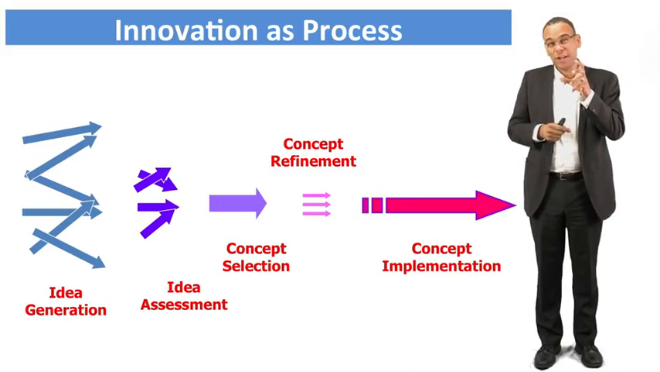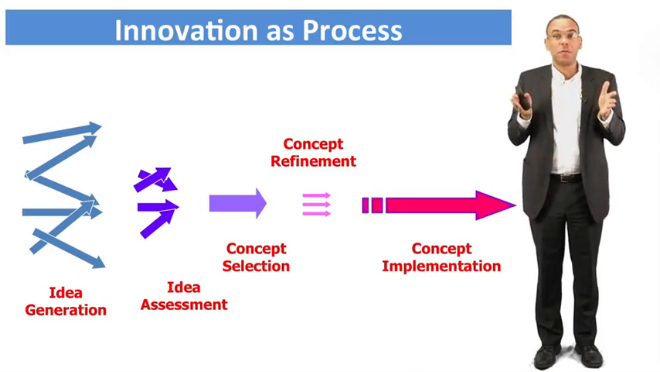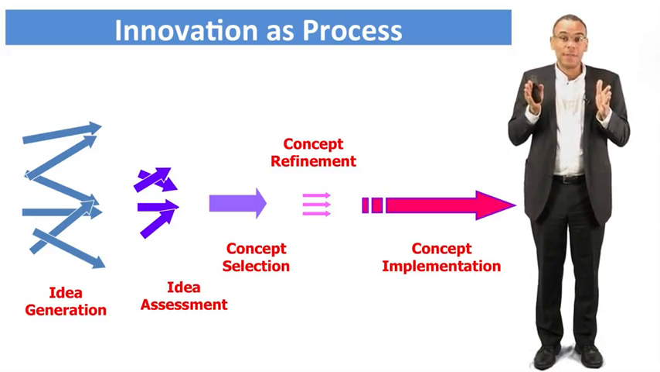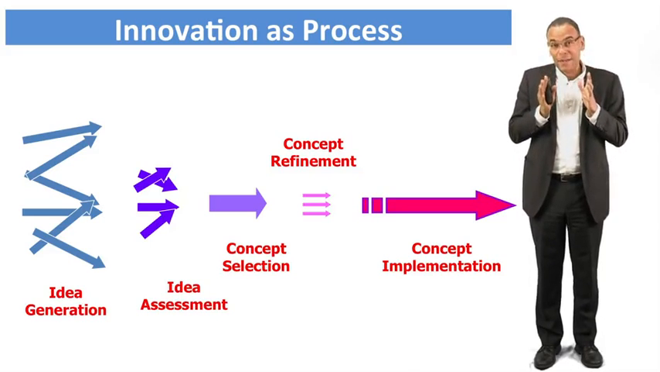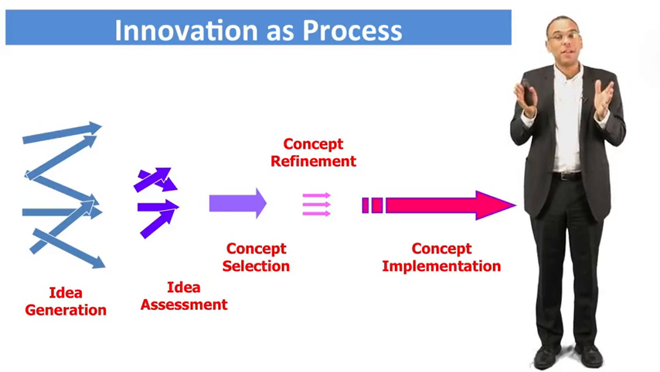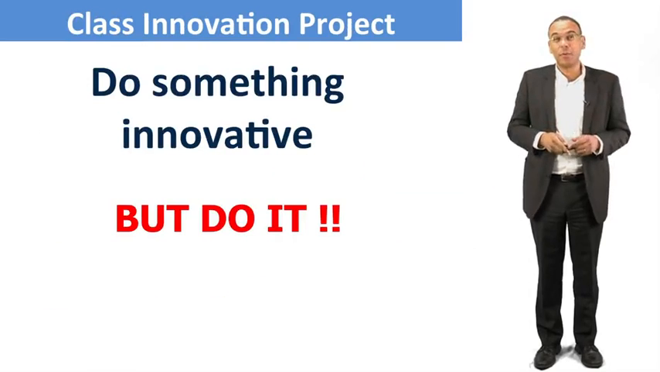So if we choose a project where we can only have ideas or where we can only choose the concept but not actually go through the rest of the process, we're going to leave some of the learning on the table. That is, we're not going to learn as much as we might. And so again, the idea here is to do something innovative, but do it, to implement your project. And so that means we're going to necessarily put some constraints on the kind of project that's going to work for us.